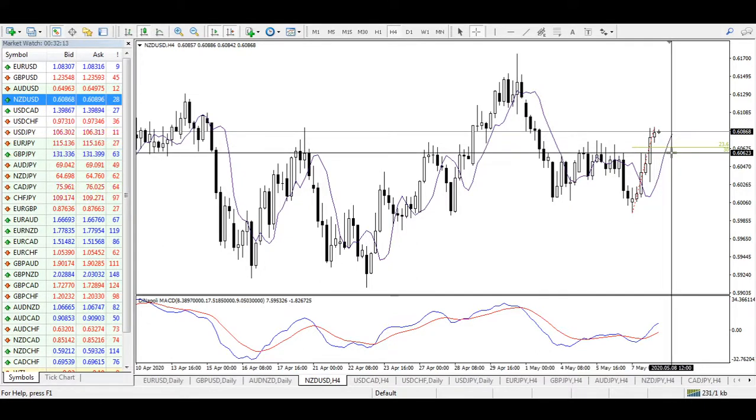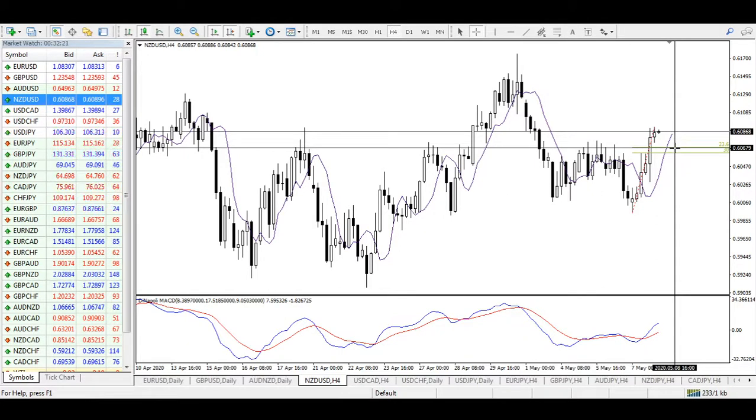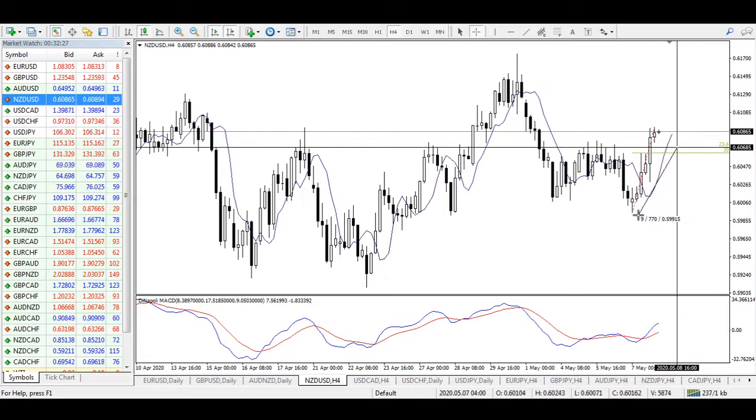You can go at 30% retracement, maybe 60, 62.3 or maybe 60, 67.9. Both are very near to each other. I'm rather buying here at 60, 67.9. So my stop loss is gonna be 76 pips and take profit will be 106.